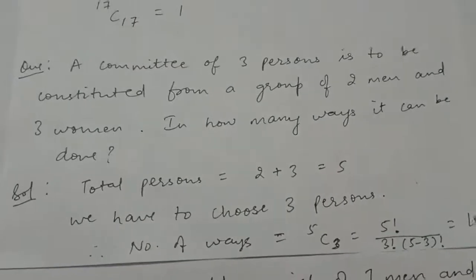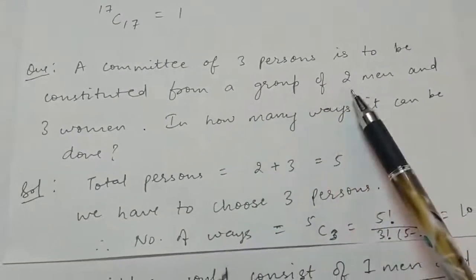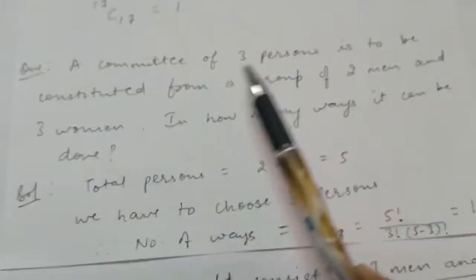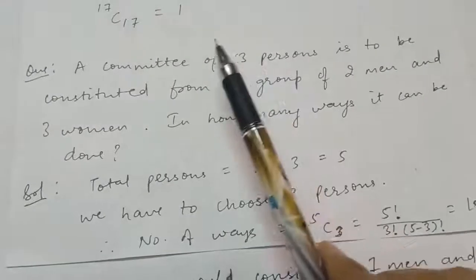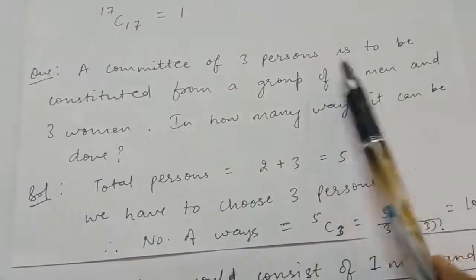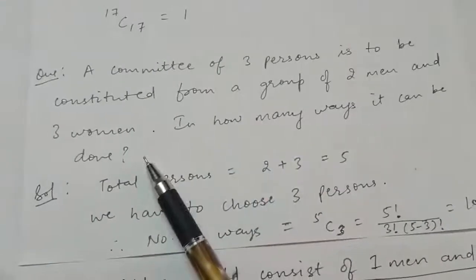A committee of 3 persons is to be selected from a group of 2 men and 3 women. We have to select 3 persons to form a committee, and 2 men are there and 3 women are there, right? So in how many ways can it be done?